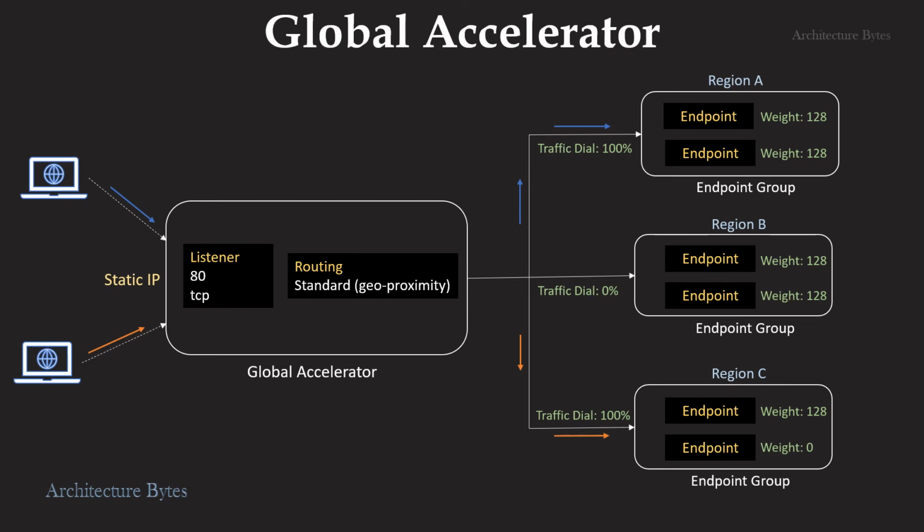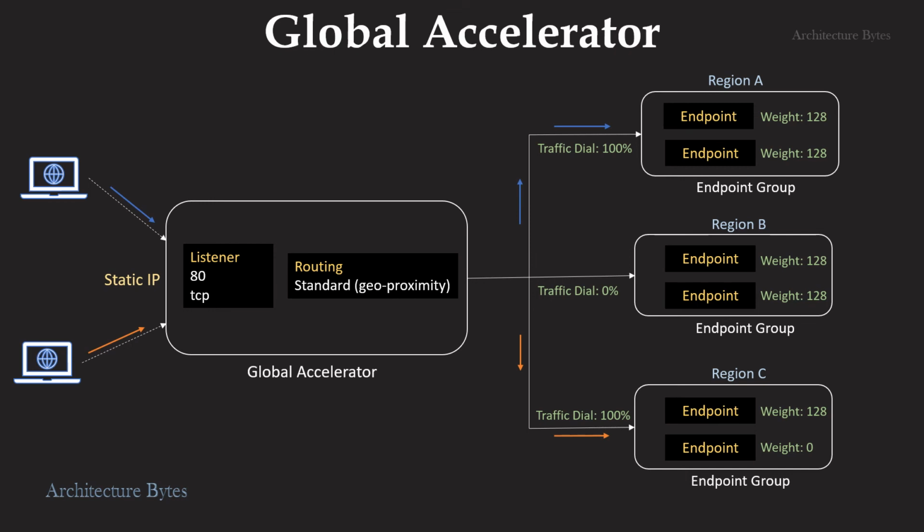So, if set to 50%, the endpoint group would receive 50% of the traffic that would have been normally routed to it based on routing setup. Rest would flow to other endpoint groups. When traffic dial is set to 0%, that endpoint group would receive no traffic. This is useful if you want to perform maintenance activity at that endpoint group.